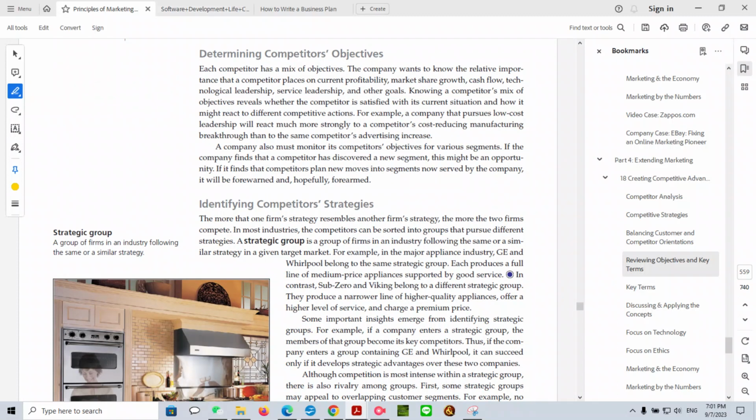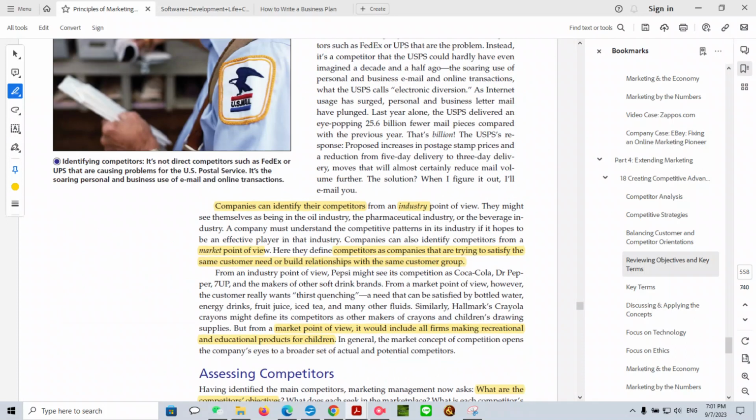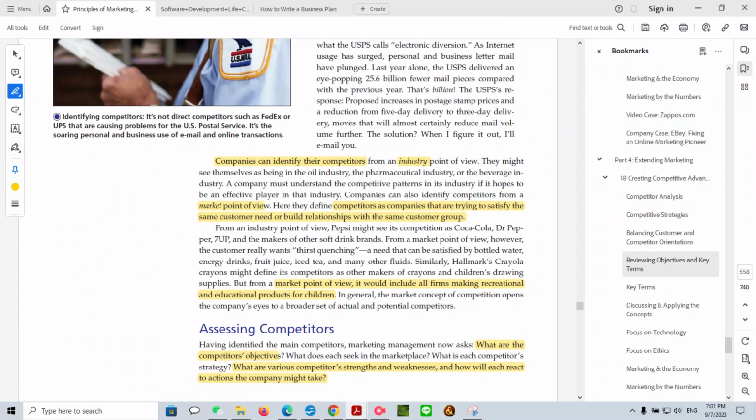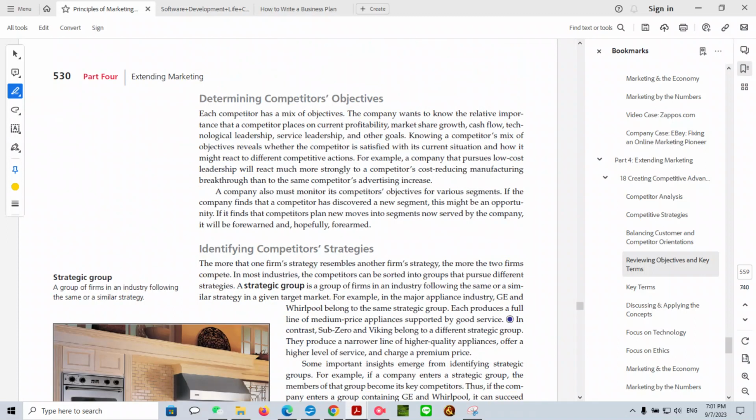Next, we need to determine the criteria for assessing competitors. We look at those major criteria. First one is determining the competitor's objectives. Now, when we do that, we need to understand that each competitor has a mix of objectives. Let me explain what I mean by that. The company wants to know the relative importance each competitor places on current profitability, market share growth, cash flow, technological leadership, service leadership, and other goals.